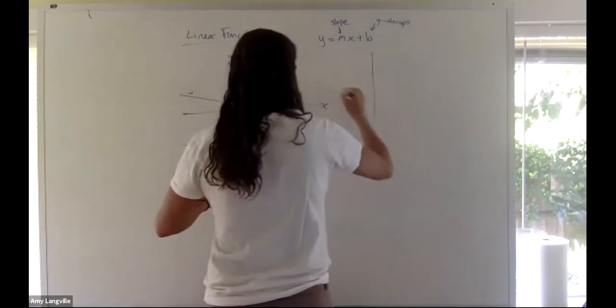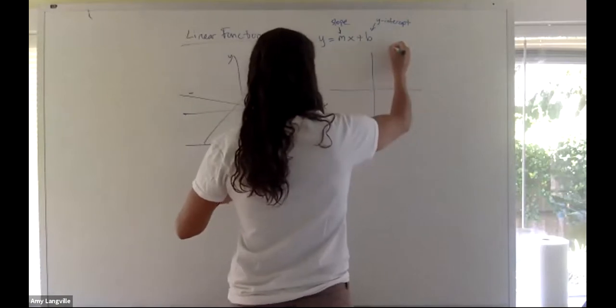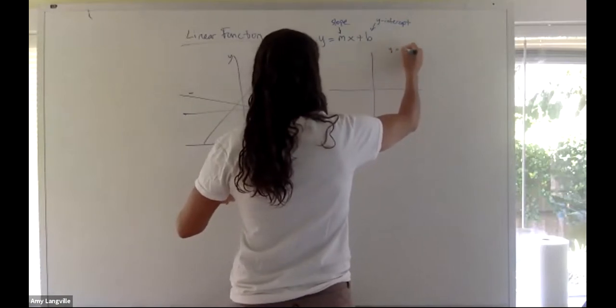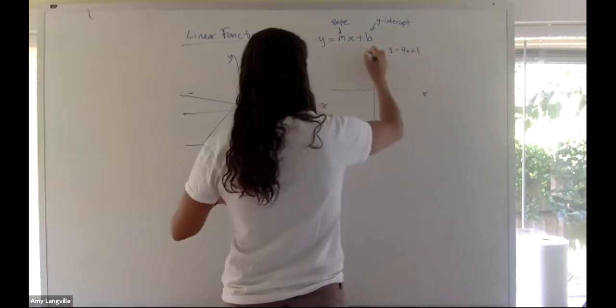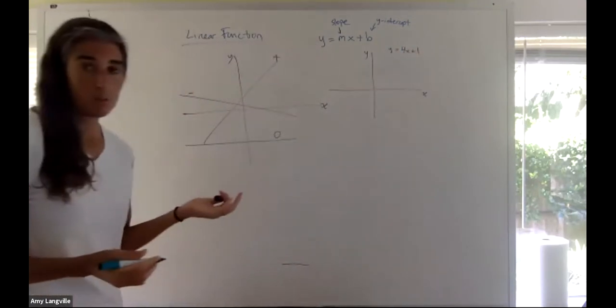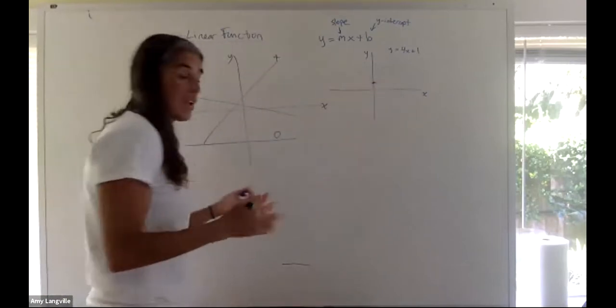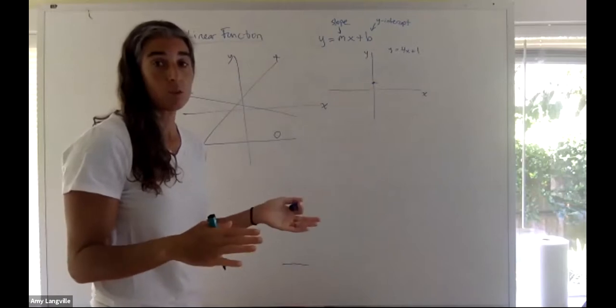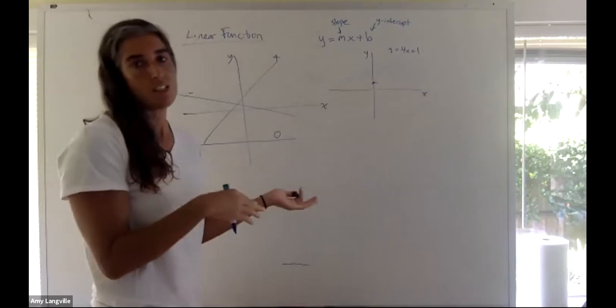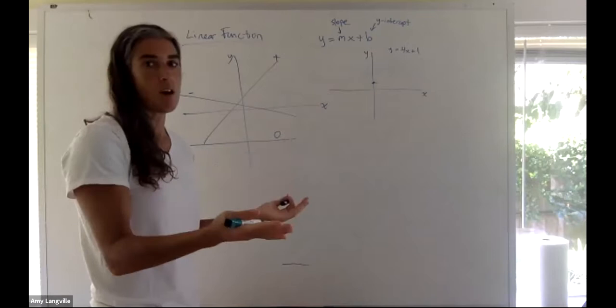So if I want to graph the line y equals 4x plus 1, the y-intercept is at 1, so the 1 unit here. I know that's 1 point on the line. How many points do I need to truly define a line? 2 points, so I just need to get another point, connect them, and I've graphed the line.